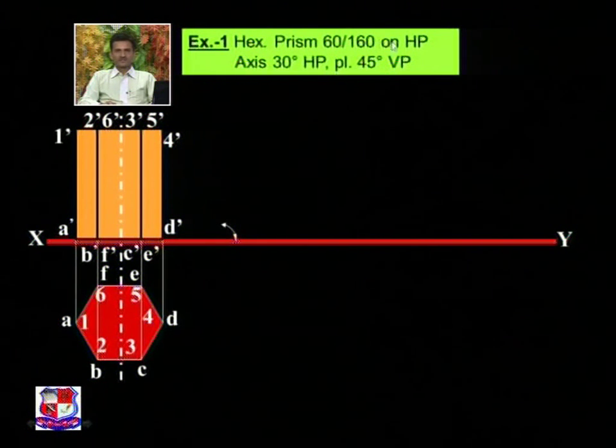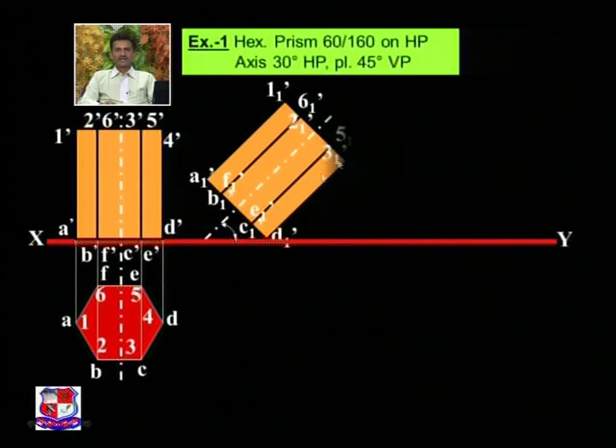We have drawn this first line, hexagonal prism on HP, 60 mm side length and 160 mm height. Now second, this statement, axis 30 degree to HP, means that this axis should be tilted in such a way that it makes an angle of 30 degree with the horizontal plane. So first draw a line at an angle of 30 degree over here with XY line, and 60 degree with XY line, 30 degree with HP, and then redraw this rectangle.